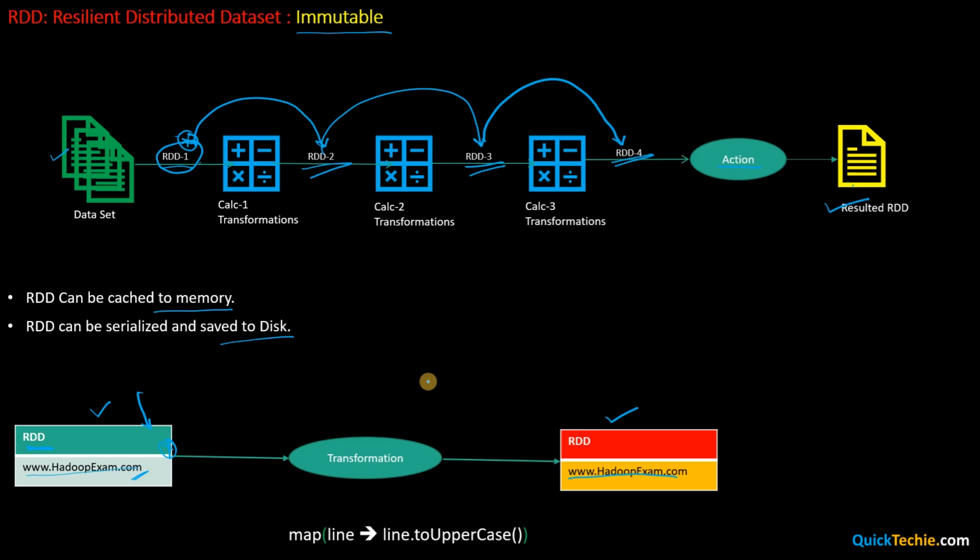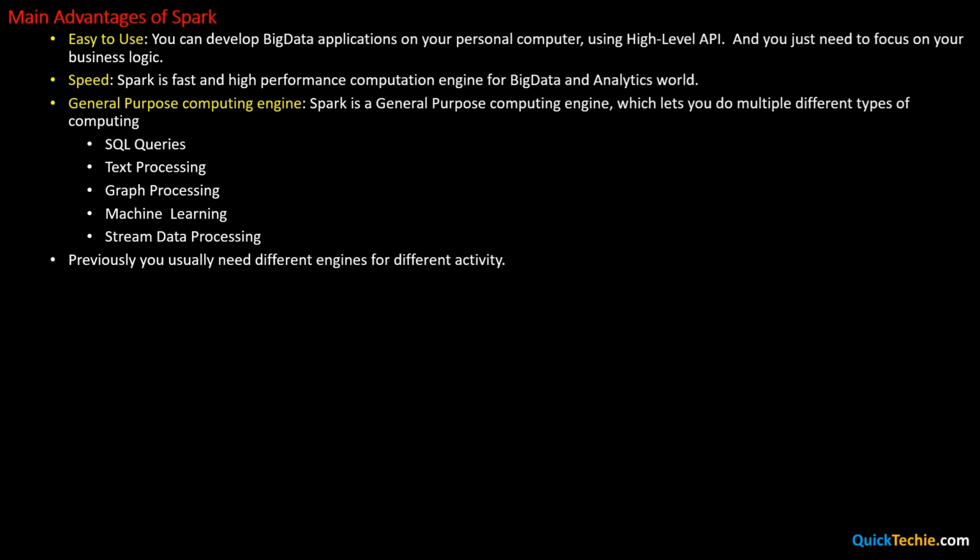You can create a new RDD from an existing RDD. So that is what you do using a transformation or action, whatever you do. This is the simple Java code for how you do this. That is a very important concept: RDDs are immutable. You must remember that.